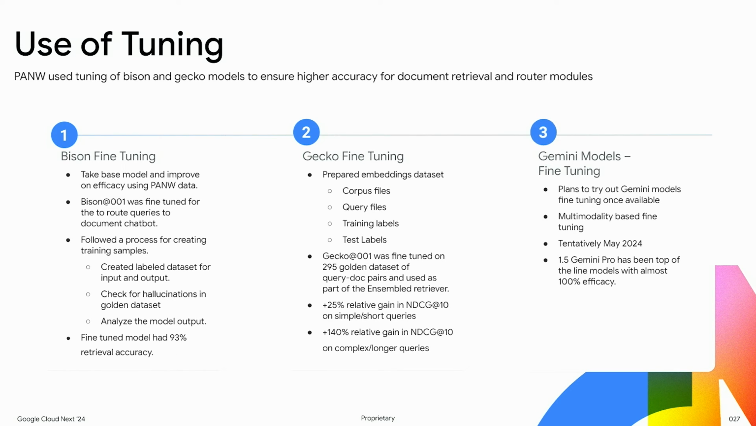We will be using that for the multimodality use cases, primarily, and also trying it for 1.5 Gemini Pro. We cannot wait to try 1.5 Gemini Pro. It's been giving some stellar performance, with almost 0 hallucinations and 100% accuracy for some of the data sets that we have used so far.